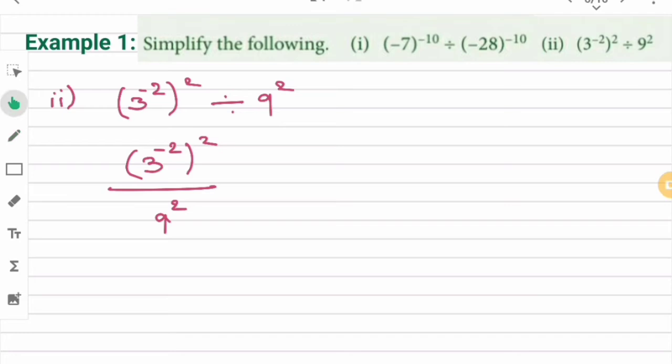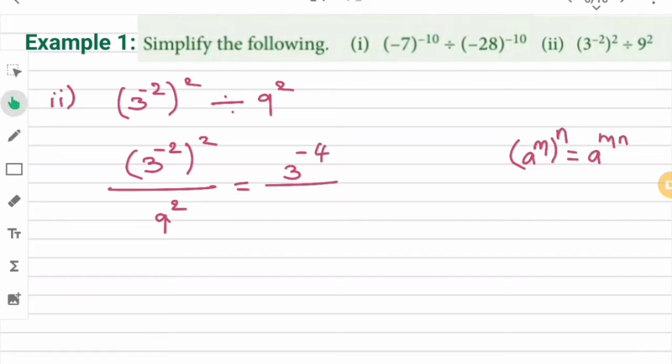Yes. Now here I can apply one law. What is that law? Yes, think. (a^m)^n is equal to a^(m into n). In the same way, minus 2 into 2 is what? Minus 4. So 3^(-4).